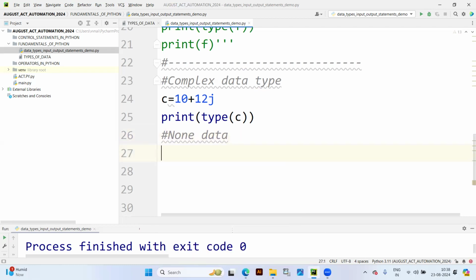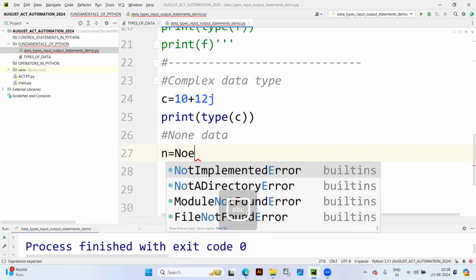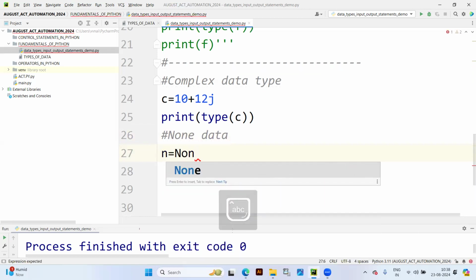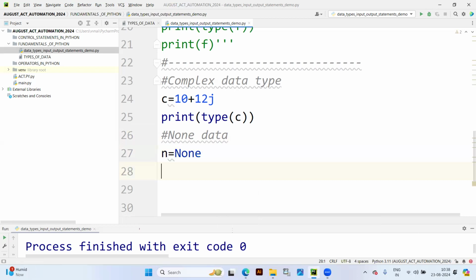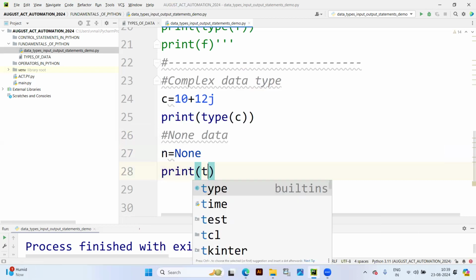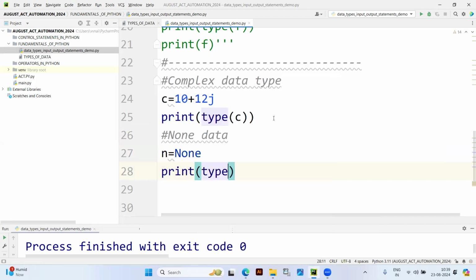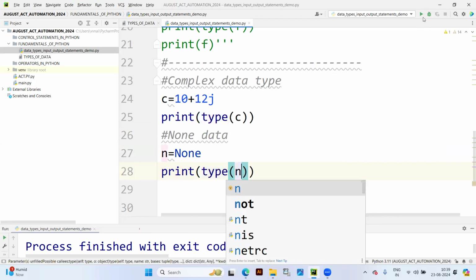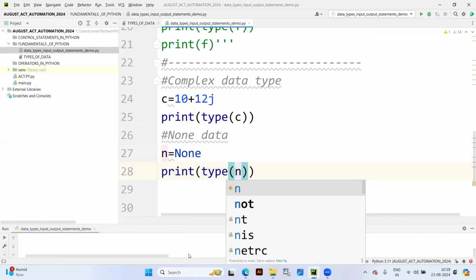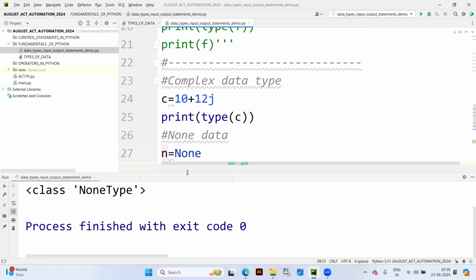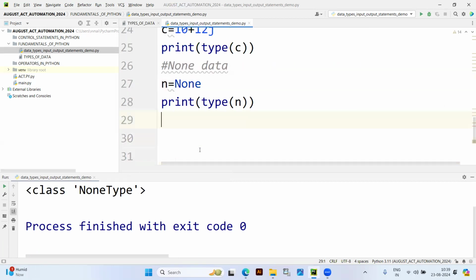n is equal to none. You see, none is a built-in keyword. So if you try to print the type of data held by n, it will give you NoneType. You see, nothing. It doesn't hold any value. Clear? Okay. Right.